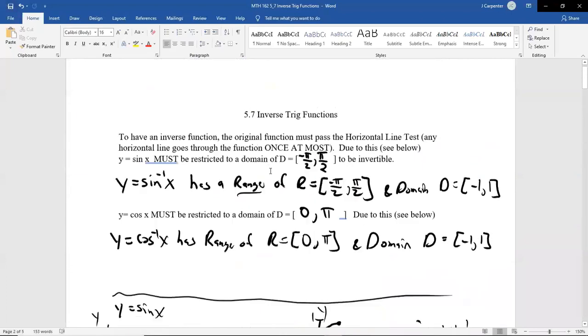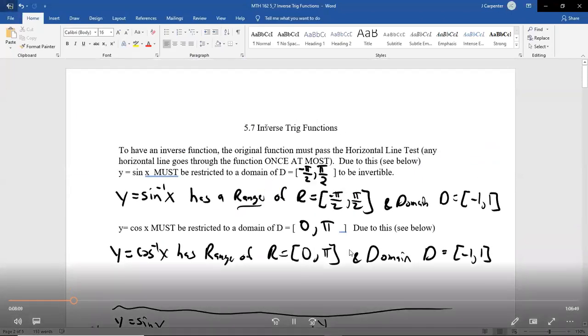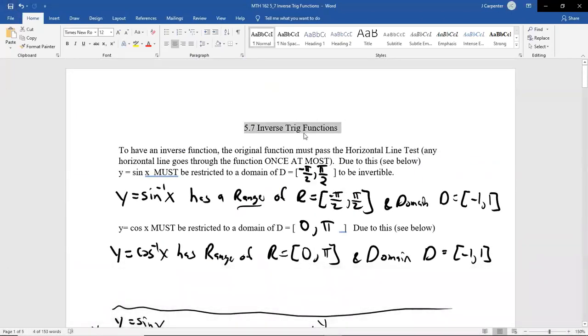Where we were in 5.7, inverse trig functions. So we related the idea of an inverse function, being an invertible function, to the fact that it had to pass the horizontal line test. And that enabled us to build our inverse trig functions. Remember, these are not being raised to the -1. This is not 1 over sine x. And if I didn't say that last time, make sure you understand that. This is inverse sine x.